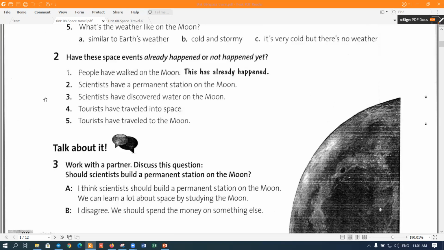Okay. Number 2. Scientists have a permanent station on the moon. 3. Scientists have discovered water on the moon. 4. Tourists have traveled into space. 5. Tourists have traveled to the moon.